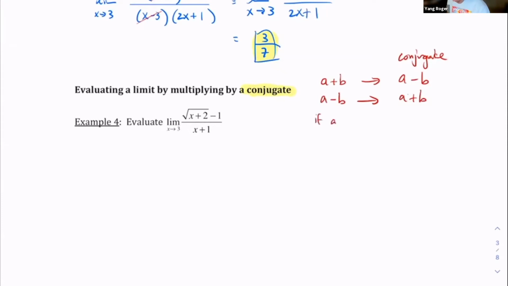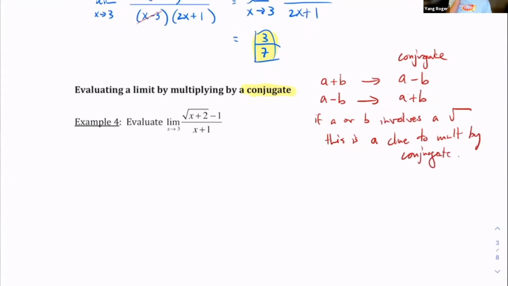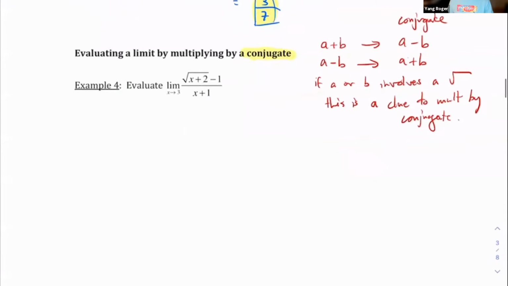If A or B involves a square root, this is a clue to multiply by the conjugate. Okay. So let me show you in this particular example. So for this particular example here, we have, let me just copy this. Let me put it here.